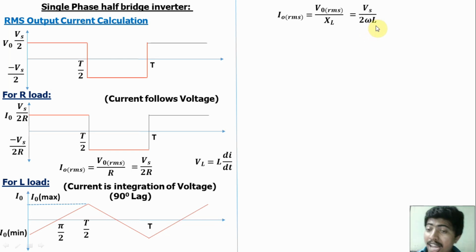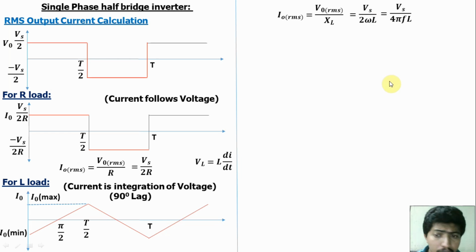Omega means angular frequency. We know the relation between angular frequency and linear frequency. Omega is equal to 2 pi F. Substituting here, we will get Vs by 4 pi F L. If it is a full bridge generator, V naught RMS is equal to Vs. Okay, the only difference is the amplitude.